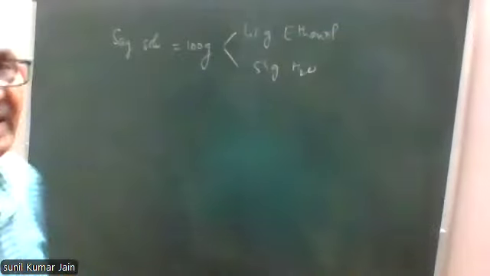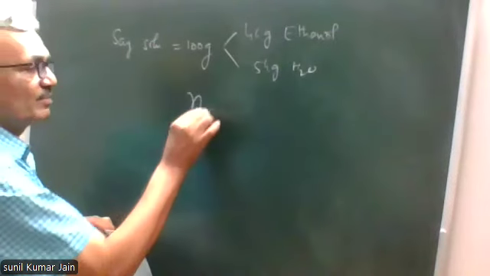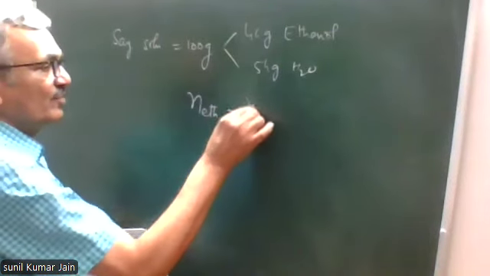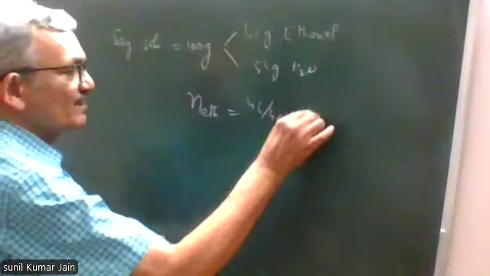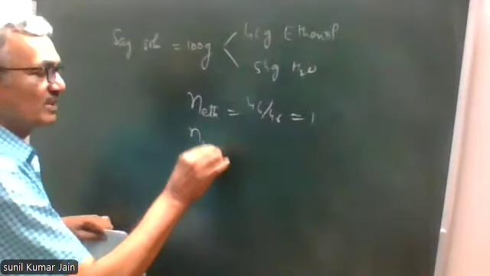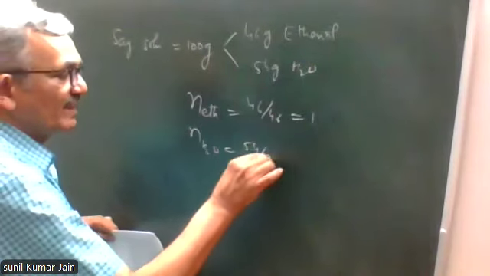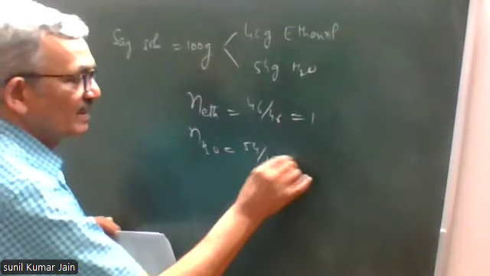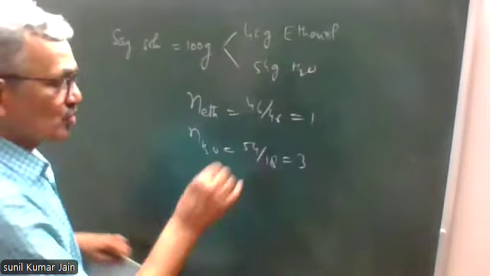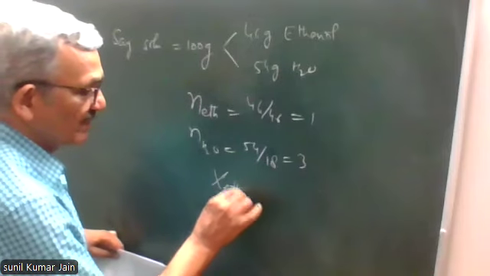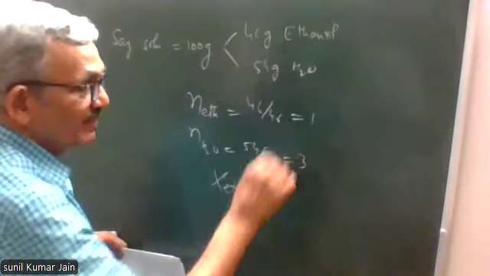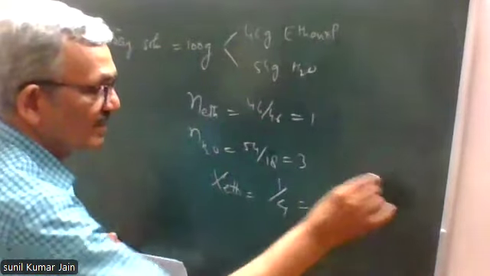Now convert these masses into moles. Number of moles of ethanol, 46 by 46. Number of moles of water, 54 divided by 18, which is 3. So the mole fraction of ethanol will be 1 divided by 4.25.